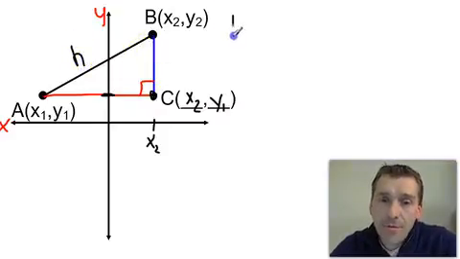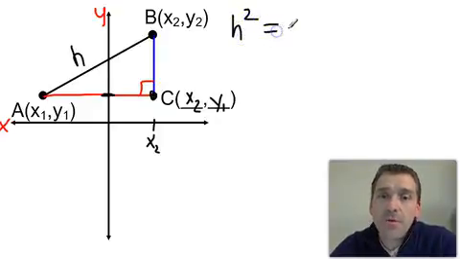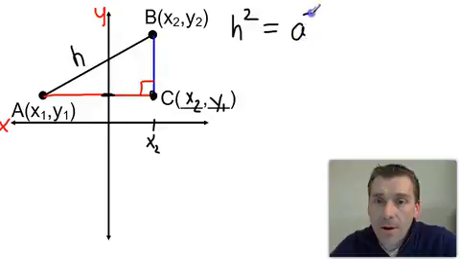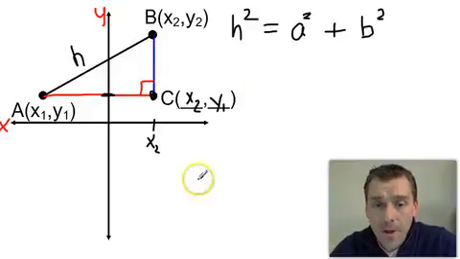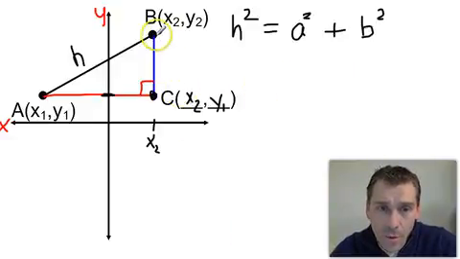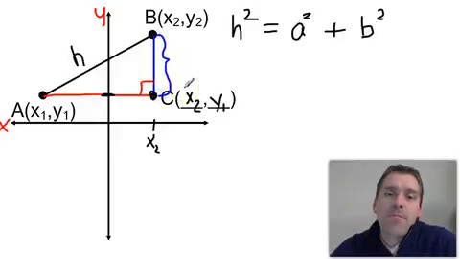So I'm looking for the hypotenuse squared, and I know that's going to equal one leg length, we'll call it A squared, plus the other leg length, B squared. That's just straight up Pythagorean theorem. Well, let's dive into this a little more. What is the distance, aka the length, from B to C?